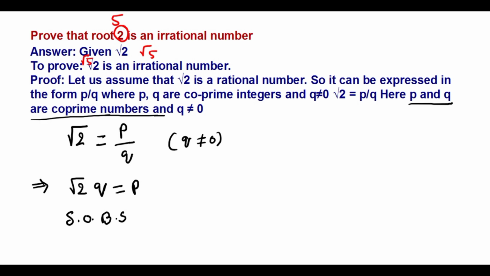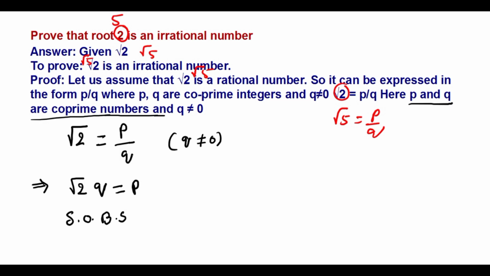So let us assume that root 5 is a rational number. So it can be expressed in the form of P by Q, where P and Q are co-prime integers. Again, I am repeating, what is the meaning of co-prime integers? It doesn't have any common factor. Both numerator and denominator, that is P and Q, have no common factors. So root 5 is equal to P by Q. Here P and Q are co-prime numbers.